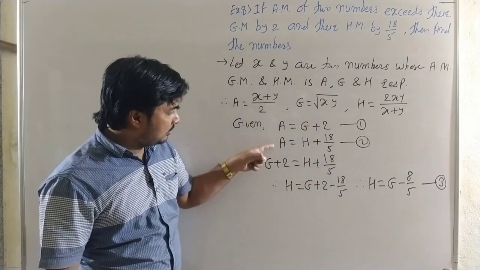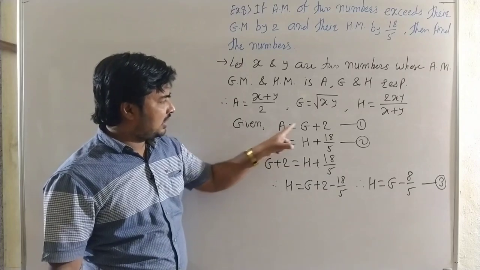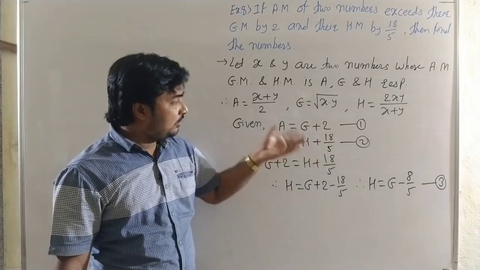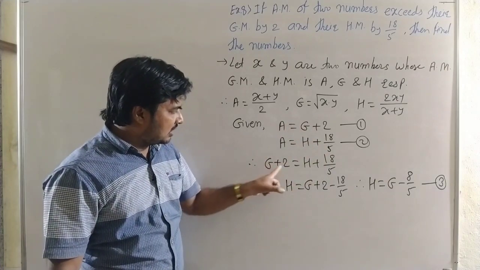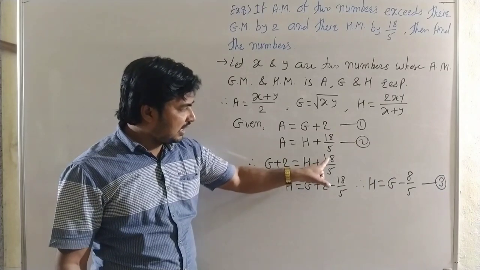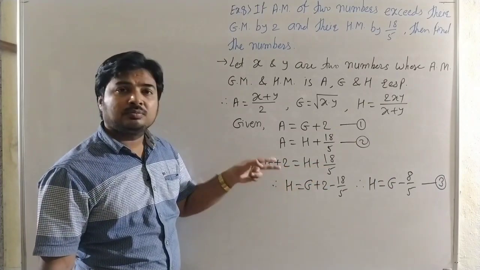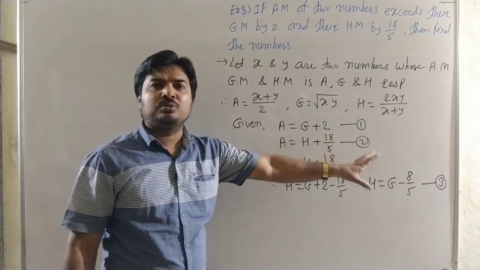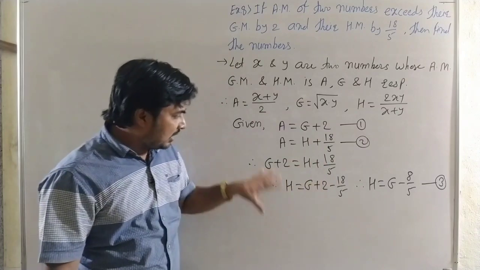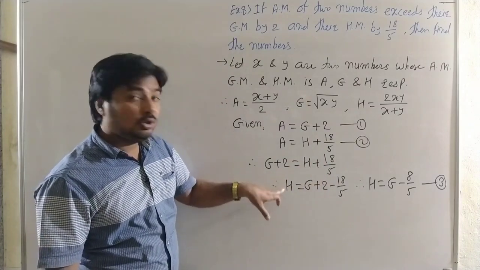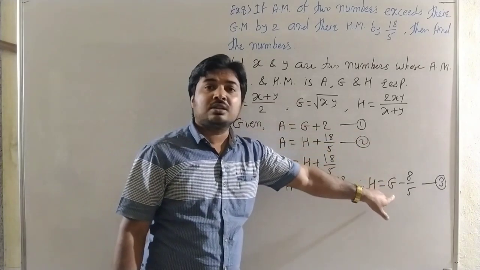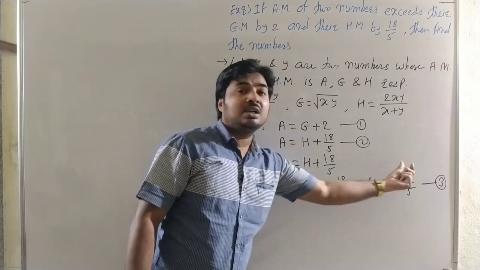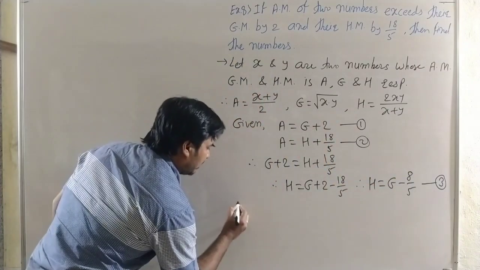There are two forms of the value of A: A = G + 2 and A = H + 18/5. When we take G + 2 = H + 18/5 and find the value of G, we use equation number 2 and the value of G of equation number 3. Now when we find the value of H, we use equation number 1 and equation number 3, because arithmetic mean in terms of the geometric mean, harmonic mean in terms of the geometric mean. See carefully.